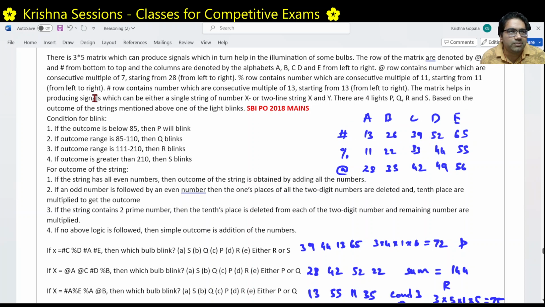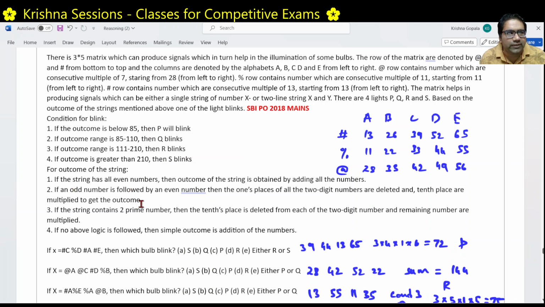The matrix helps in producing signals which can either be a single string of numbers or two-line strings X and Y. There are 4 lights P, Q, R, S. Based on the outcome of the strings mentioned above, one of the lights blinks. If the outcome is below 85, then P; 85 to 110, Q; 111 to 210, R; greater than 210, S blinks.